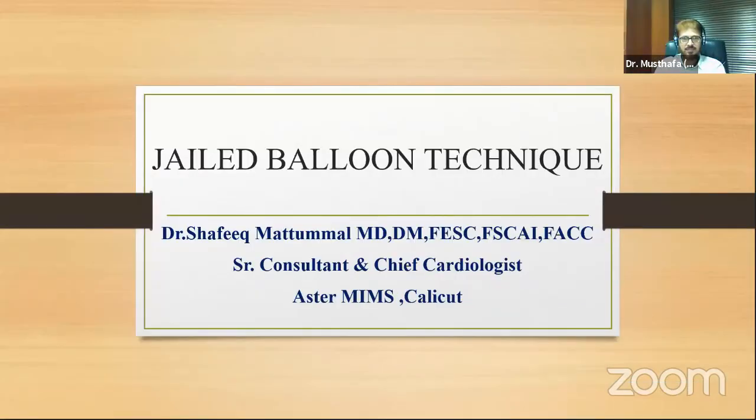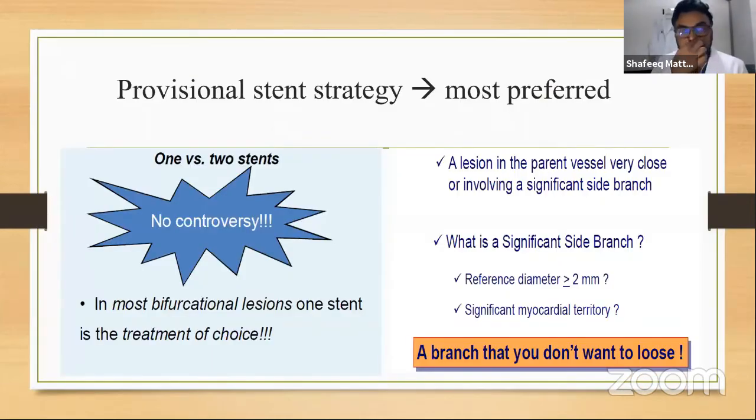In bifurcation coronary artery disease, one thing without controversy is that most of the time we use a provisional stenting strategy, with a single stent as the treatment of choice. Having said that, we just don't want to lose a branch. A significant side branch, more than 2 millimeters in diameter or with a significant myocardial territory, we just don't want to lose.